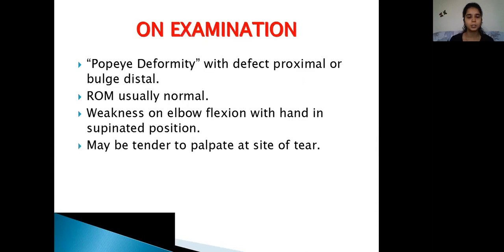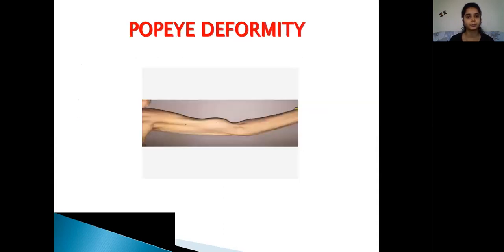On examination, you will find the Popeye deformity, that is the bulge that is found distally. Range of motion is usually normal. Weakness will be felt on elbow flexion with the hand in supinated position, and there might also be tenderness to palpation at the site of the tear. Now this is the Popeye deformity.